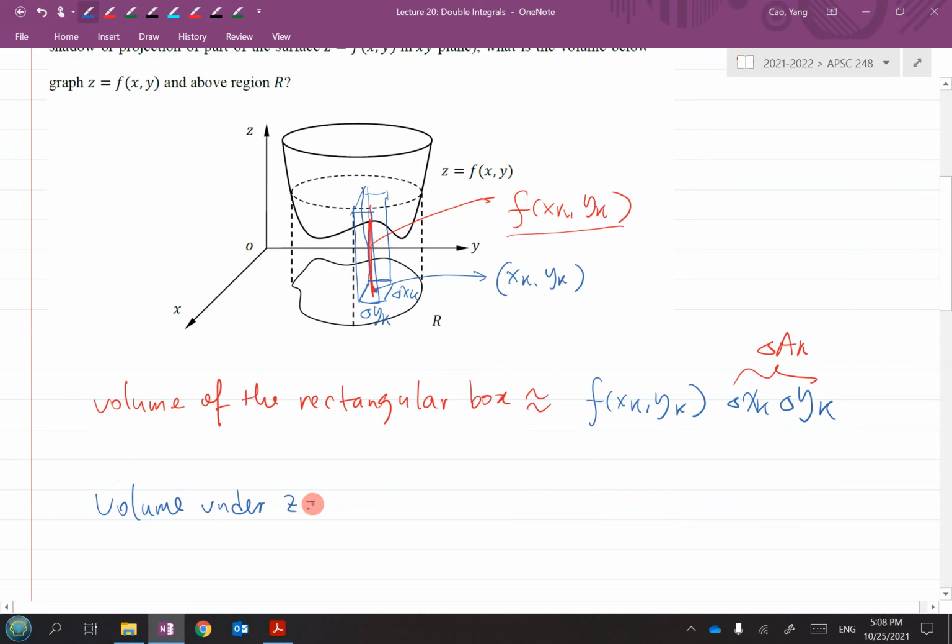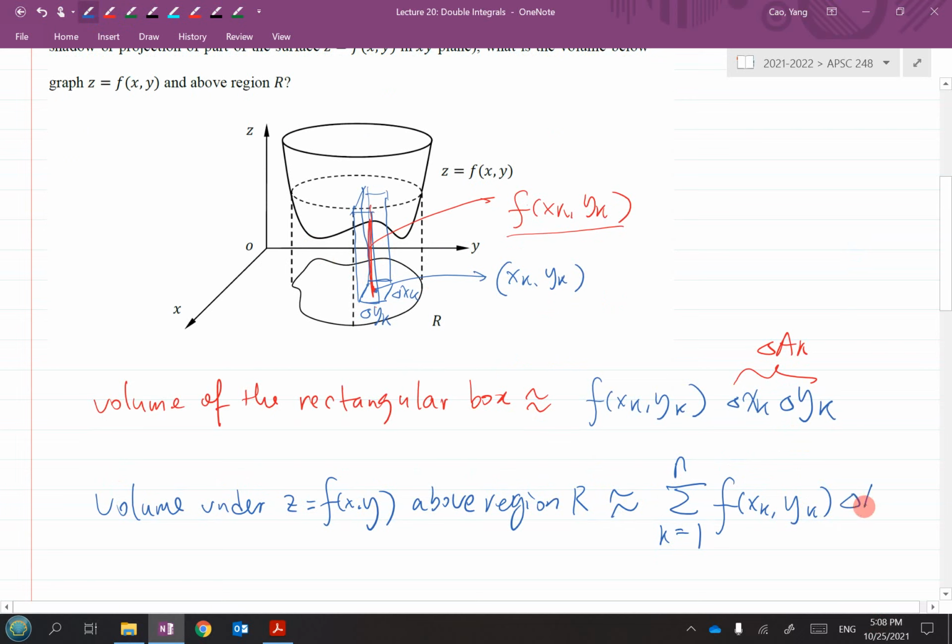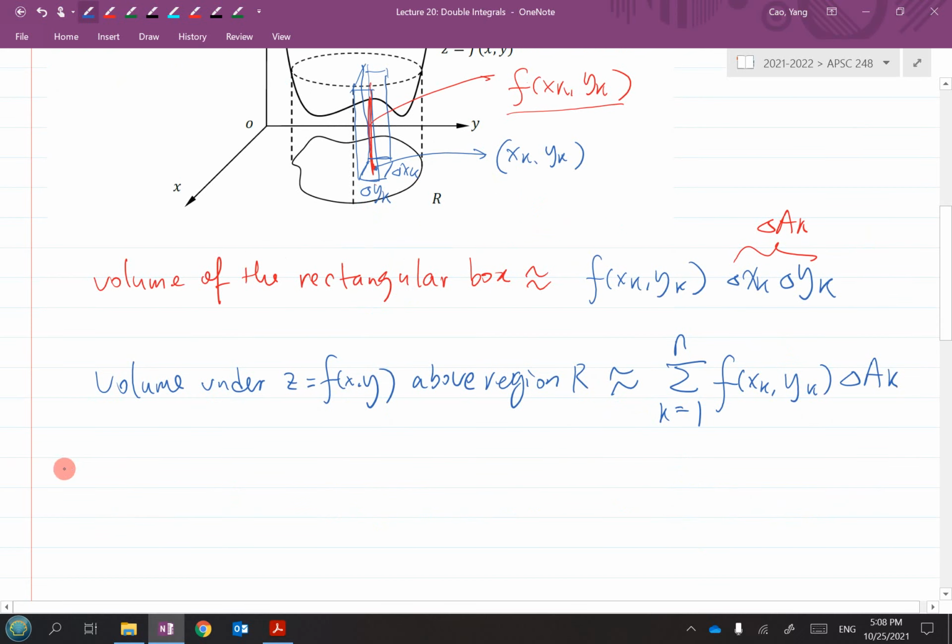So then the volume under z equal to f of x, y above region R can be approximated using summation. So you're summing the n number of rectangular boxes. Each one of them has a volume of f of x k, y k times delta A k. So if you add them up, you get the approximated volume underneath the surface and above the region R.